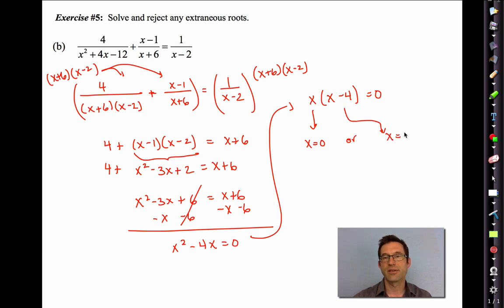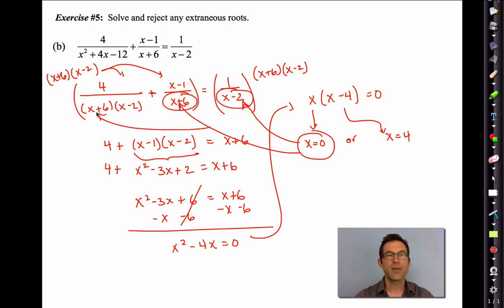That's great. That means x is 0 or x is 4. Now, we have to determine, is either one of those an extraneous root? Well, would x equals 0 make that denominator 0? The answer is no. It would make it negative 2. Would it make this denominator 0? No, it would make it positive 6. Would it make this denominator equal to 0? No, it would be, I guess in that case, negative 12.